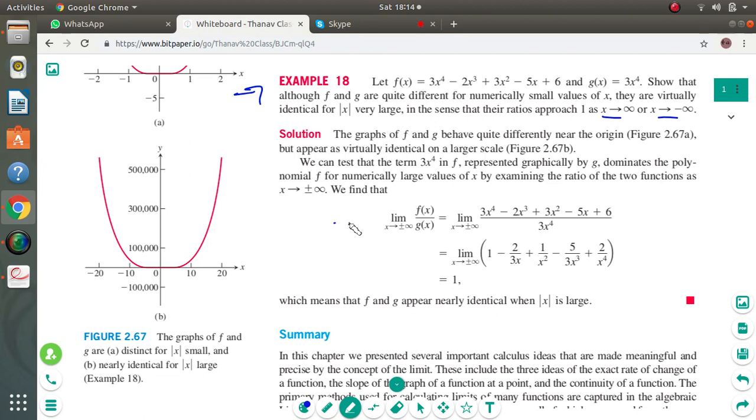So when I take the limit as x tends to plus or minus infinity of f(x) by g(x), this we have f(x) here, this we have g(x) here. So 1 minus 2 by 3x plus 1 by x square minus 5 by 3x cube plus 2 by x to the power 4, limit x tends to plus or minus infinity. When you put x as infinity here, it all becomes 0 and the answer is 1.